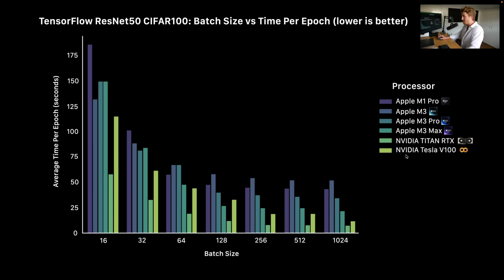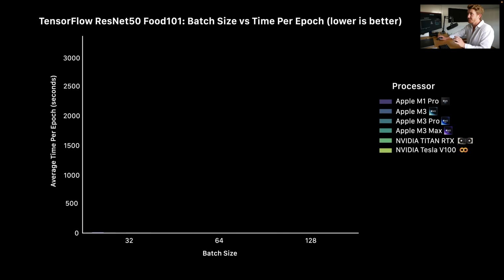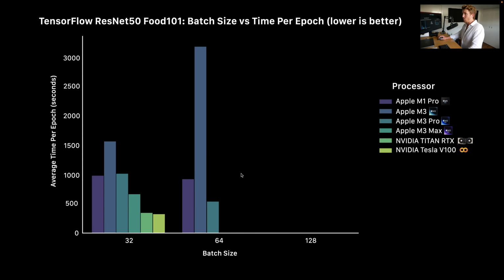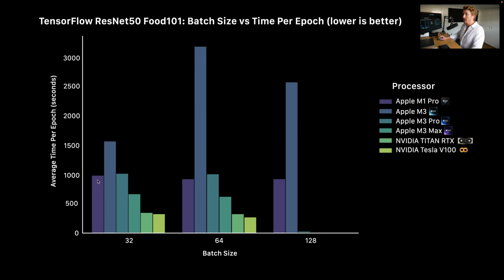But then, of course, we get the same story, the Nvidia GPUs just leaps and bounds ahead. Or actually, not leaps and bounds in this case. The M3 Max is quite on par with the Tesla V100. However, the Nvidia Titan RTX just rips ahead on CIFAR100 for ResNet50. Now we have Food101, which is, again, a larger data set. And what do we have here? Batch size 32. That's actually not too bad.